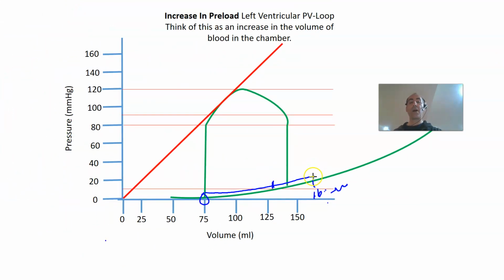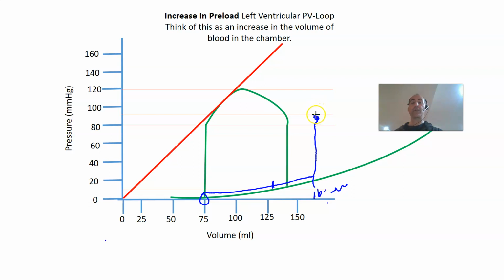Okay, now once you've gotten that new point of end diastolic volume, then you're going to start isovolumic contraction. You're going to get to this point here, which is the general point at which the aortic valve normally opens. The next question you will ask yourself is, did anything change? Do we have any information that the back pressure, the afterload on the aortic valve, has changed, increased or decreased? And the answer is no. So it's going to open up at roughly the same pressure.